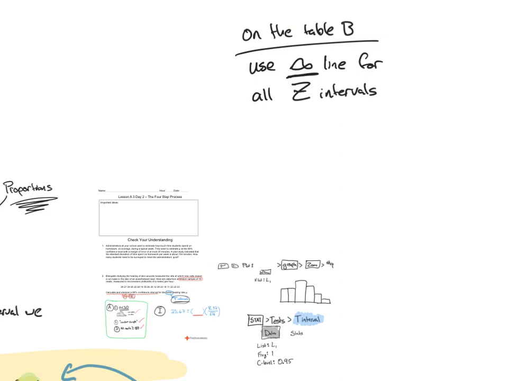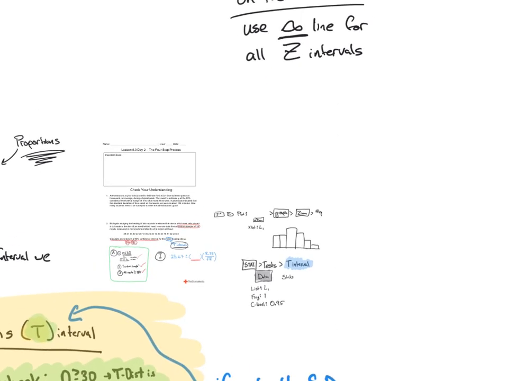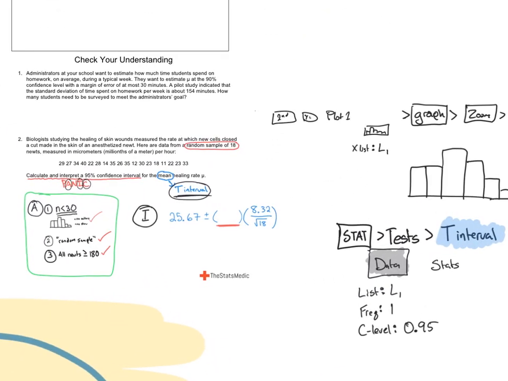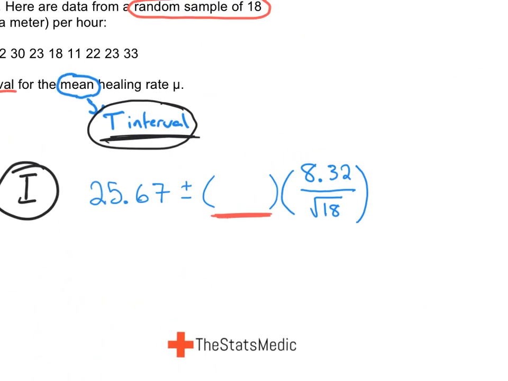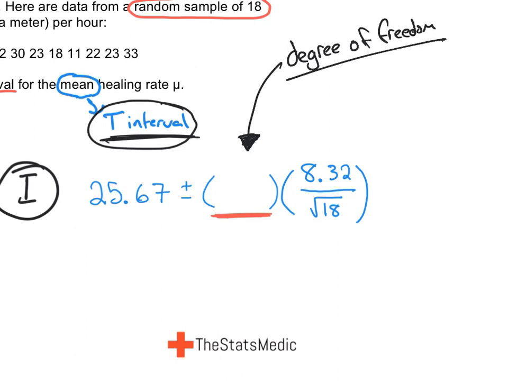So we need degrees of freedom. This is this thing called degrees of freedom. So here's what we're going to do. I'm going to add a little note in here real quick. So I need a degree of freedom in order to find that t critical value. Degree of freedom is a pretty easy calculation. Degree of freedom is n minus 1.